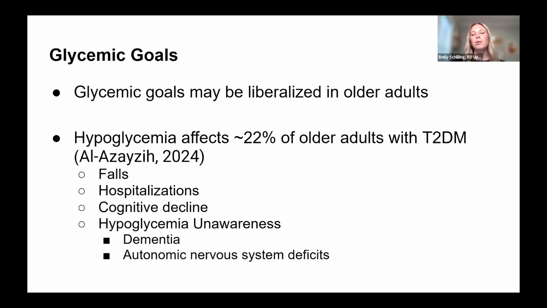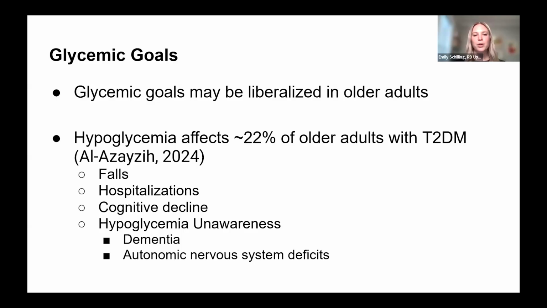So first, thinking about glycemic goals, and as I mentioned, usually these are liberalized in older adults, but hypoglycemia is always going to be our number one priority in this group. And a 2024 study found that approximately 22% of older adults with type 2 diabetes experience hypoglycemia or low blood sugar. And this is really important because hypoglycemia is associated with falls, hospitalizations, and cognitive decline. And our older adults are especially at risk for hypoglycemia unawareness.